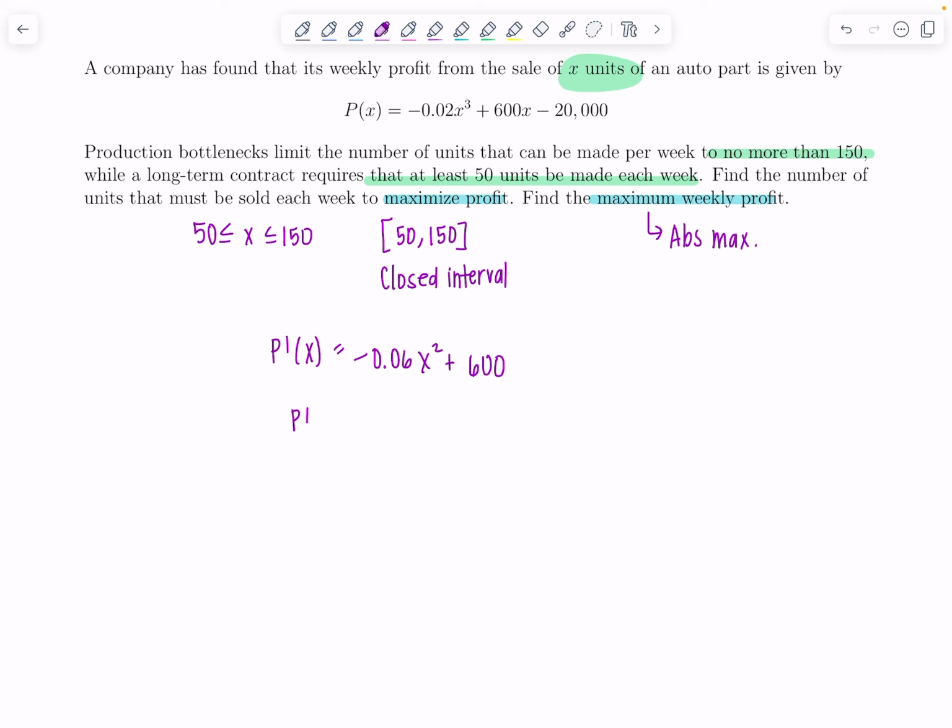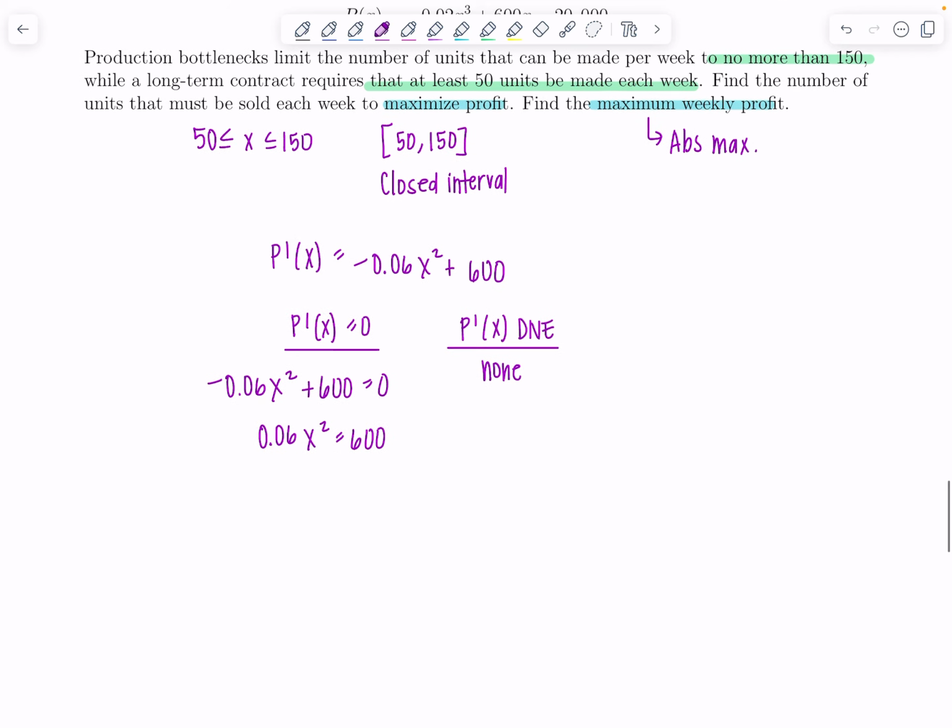From here, we need our critical values. So P prime of x is 0, or P prime of x doesn't exist. It's not going to have any values where it doesn't exist, it's a polynomial, but let's set it equal to 0. Negative 0.06 x squared plus 600 is 0. That means 0.06 x squared equals 600, which means x squared is equal to 10,000. So x is 100. Okay, that's my one and only critical number, because 100 is on the interval from 50 to 150.